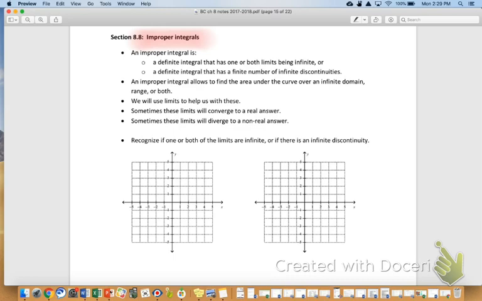Improper. We're not talking about a lack of manners here, right? An improper integral is a definite integral where one or both of the limits is infinity, or you've got some kind of a continuity or discontinuity issue revolving around probably a vertical asymptote somewhere within your interval. These are called improper integrals. And why is that such a big deal?